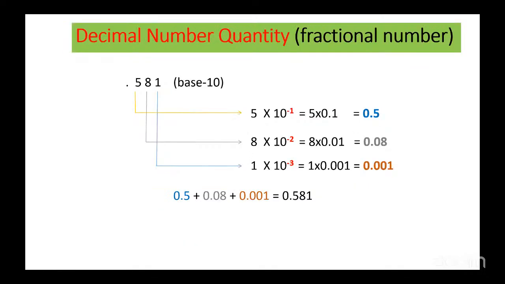Next is the decimal number quantity, the fractional number. 0.581 is a decimal number. The base of the decimal is 10. We know that.